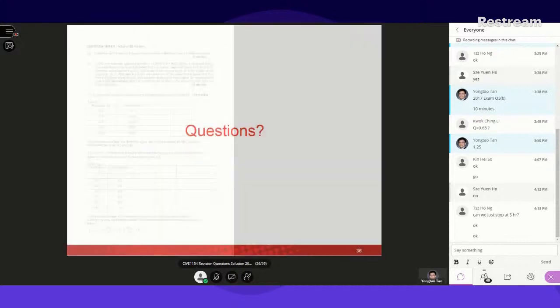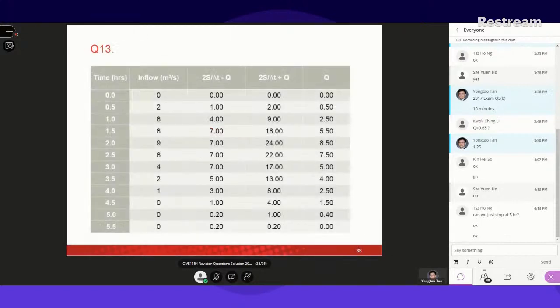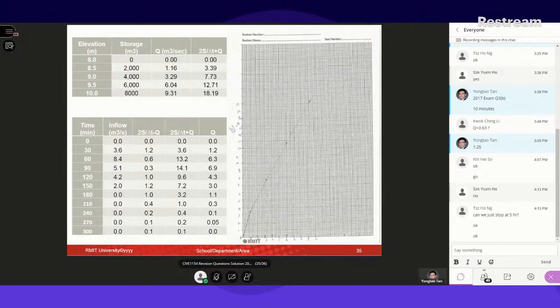As I mentioned, the first step you need to do is to plot the reservoir property in a table: the stage, storage, the Q, and the 2S over delta T plus Q. Then with the values in these two columns, you plot them on the graph paper, representing the relationship between these two.